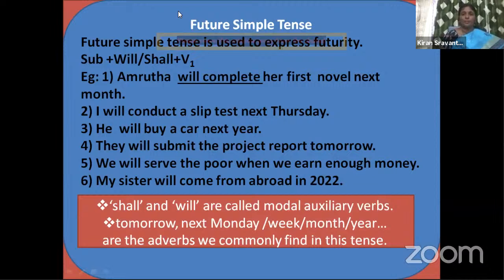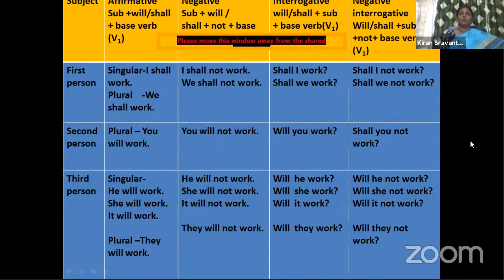Then coming to the next slide. What are the structures, and how do we frame an affirmative statement, a negative sentence, an interrogative sentence, and a negative interrogative sentence using future simple tense? Let us see. Coming to the subjects, first person, second person, third person, we know pretty well. First person: I singular, we plural. Second person: you. Third person singular: he, she, it. Third person plural: they.